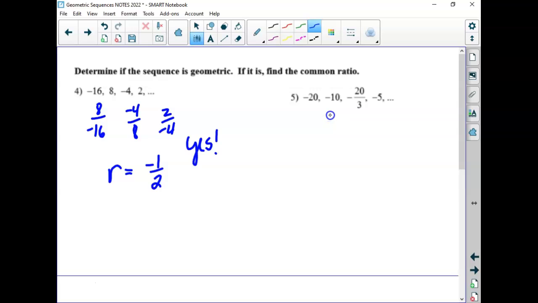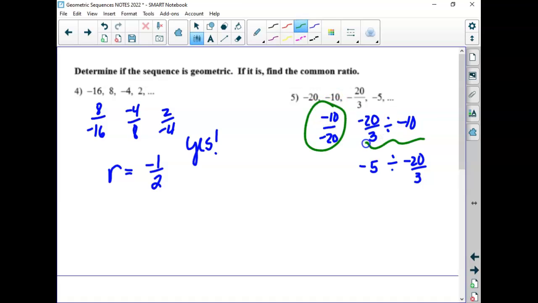This one, negative 10 divided by negative 20. And then it gets pretty gross. Negative 20/3 divided by negative 10. Or negative 5 divided by the previous term. I don't think it's geometric. Do you guys? This reduces to 1/2, but I'm not thinking that's going to be 1/2. Okay, it's like 2/3 or something. So this is just a no.